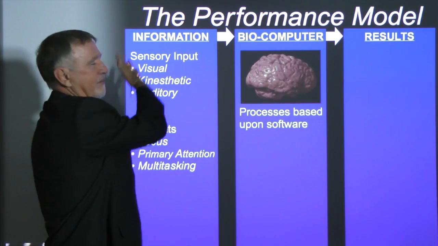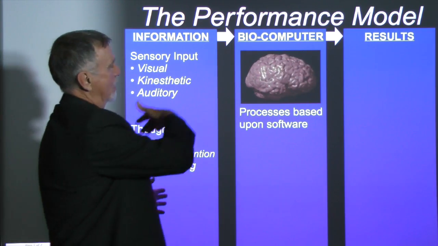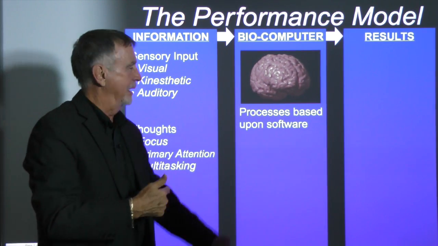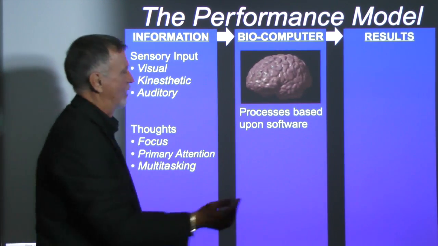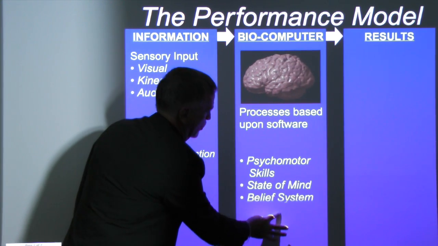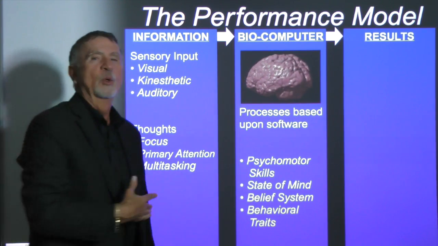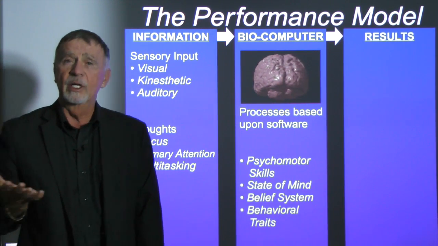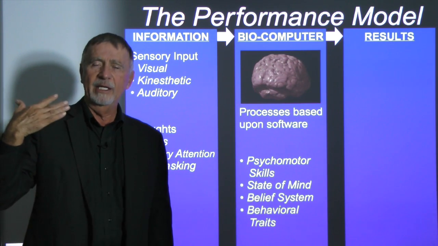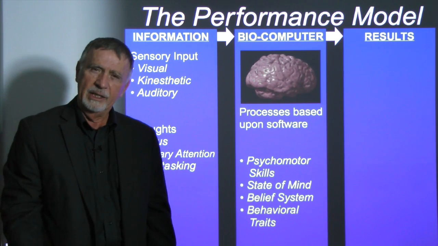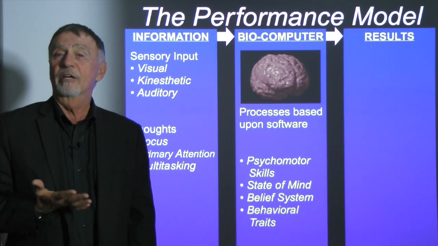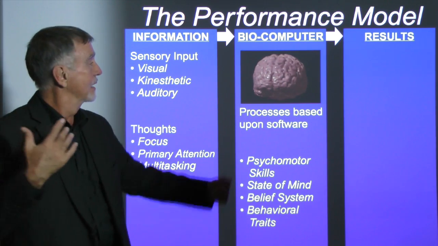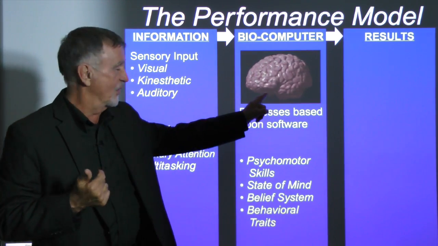All of this information goes into the brain, and again, it's processed based upon our software. A part of that software would have to do with our psychomotor skills. That is, psycho meaning the brain, motor is my body. A skill is the ability to do something at the subconscious level. That is, I don't have to think about it. It's programmed somewhere in here.